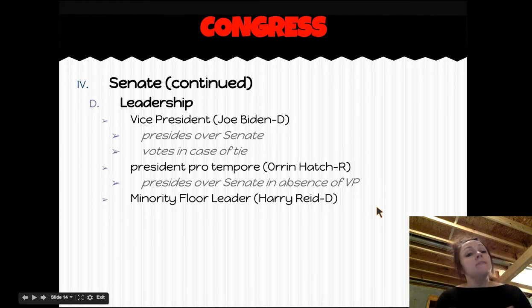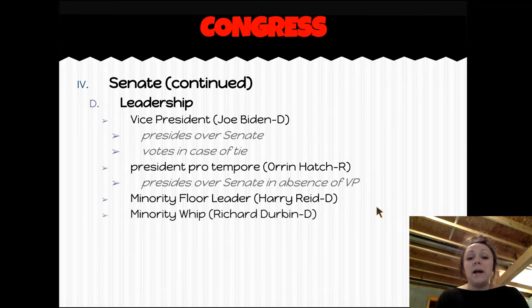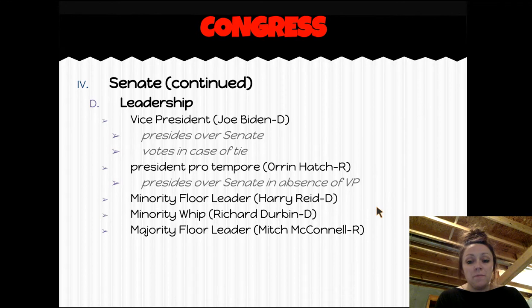We also have, just like we had in the House of Representatives, minority and majority floor leaders. The minority floor leader right now is Harry Reid. He is a Democrat. The minority whip is Richard Durbin. He is also a Democrat. The majority floor leader is Mitch McConnell. He is a Republican. And the majority whip is John Cornyn.